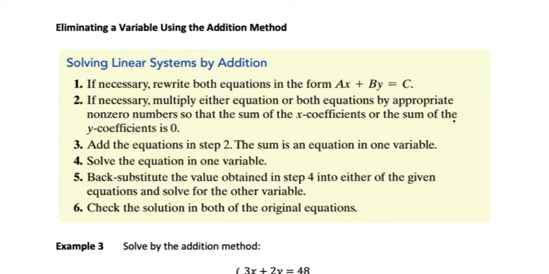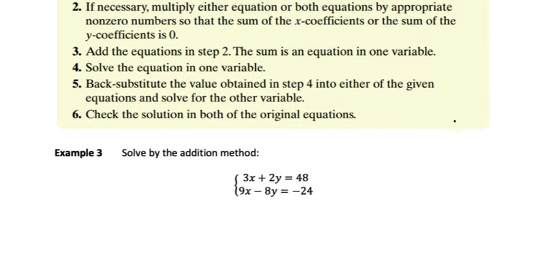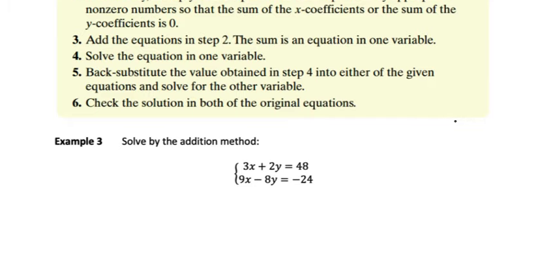Then you're going to add the equations together. One of the variables will cancel out and you'll only have one left. You can then solve this equation and substitute to find the other variable.